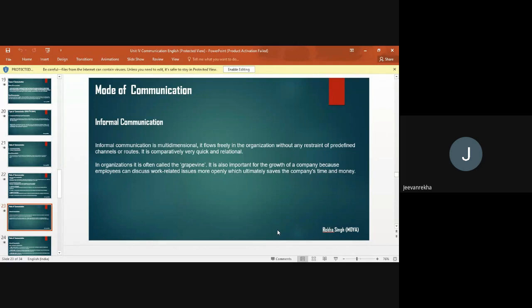Understood? So it is also important that you should be sometimes informal in company, in office and all. It will help to grab the knowledge. It will help to save the time and money of the company. It will help to take much knowledge about the company and project and all. Getting my point?